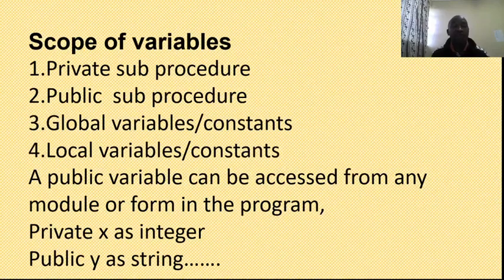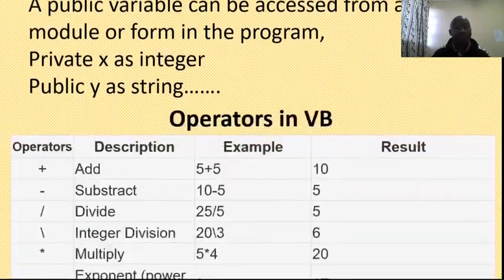Therefore, for the scope of variables, we have a private sub-procedure, we have a public sub-procedure, or just private or public. Then you can talk of global and local; those are some of the scopes. You can talk of local declaration, global, public, or private. A public variable can be accessed from any module or form in the program. Okay, we have Private x As Integer, that's how we actually declare them, and Public y As String, where x and y here are our variables.